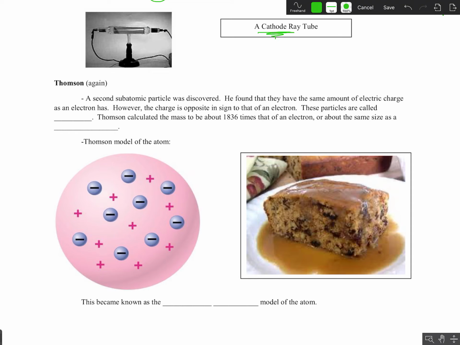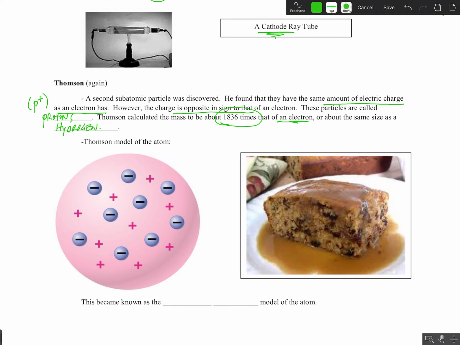a positively charged particle that existed. He found that these positively charged particles will have the same amount of charge as an electron has, however, an opposite sign. These particles are called protons, and they are abbreviated with the lowercase p and a positive sign. He figured out the mass of these particles to be almost the same size as a hydrogen atom. They're about 1,836 times bigger than an electron. So once again, almost the same size as a hydrogen atom, but just a little bit smaller.